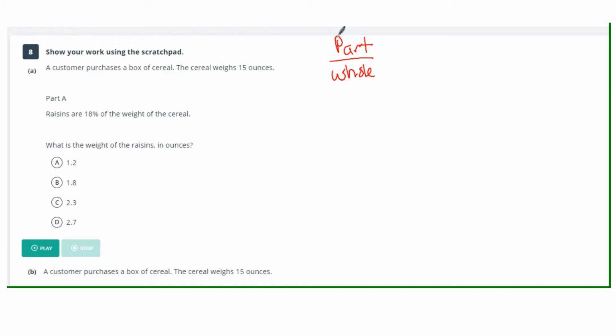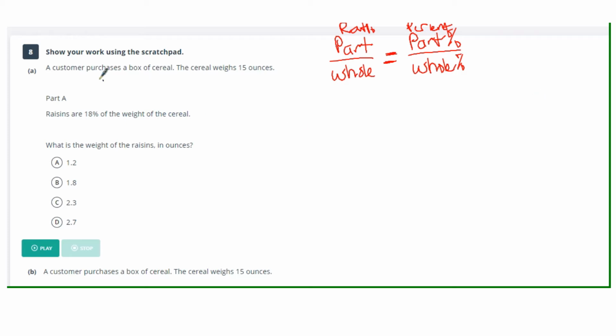But if you have to find the part, or if you have to find the whole, which in this case we have to do, you want to make an equivalent ratio, an equivalent fraction that's equivalent to the part percent. So the numerator is going to be the part percent, and the denominator is going to be the whole percent. The whole is always going to be 100, and it's going to be equivalent to the whole in the ratio. So this side represents the ratio, and this side represents the percent.